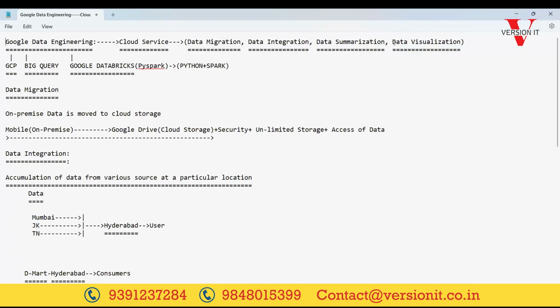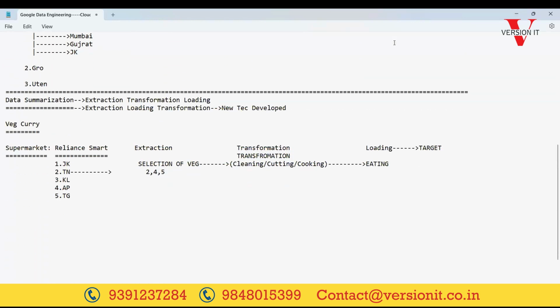That's it. Now the next one, the final layer of the data, the final layer of the task. The final layer of the data is data visualization. Data visualization is the final layer of the process where the data is analyzed.